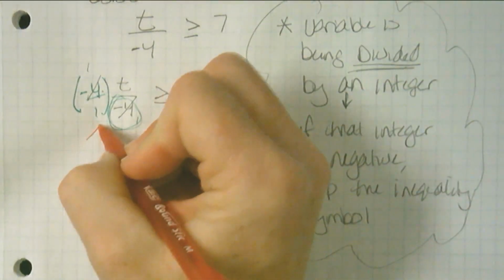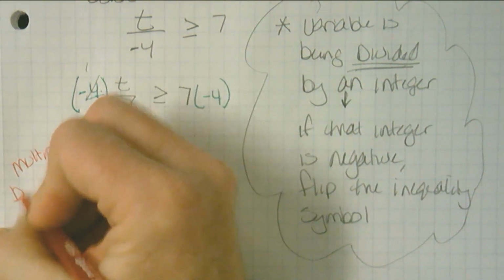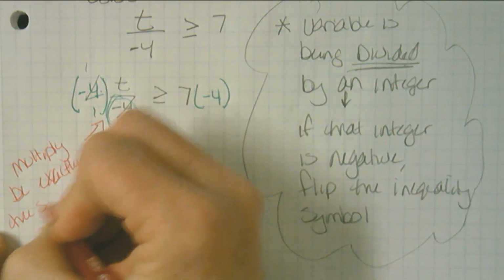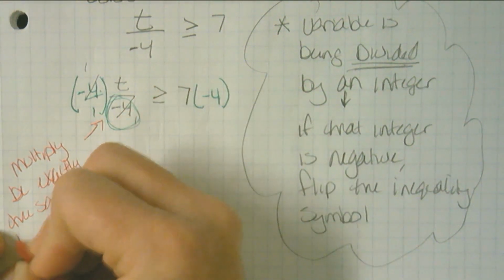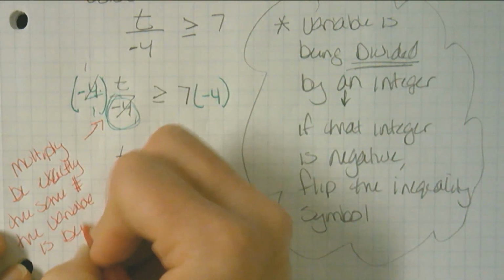All right, so let's make a note of that. Multiply by exactly the same number the variable is being divided by.